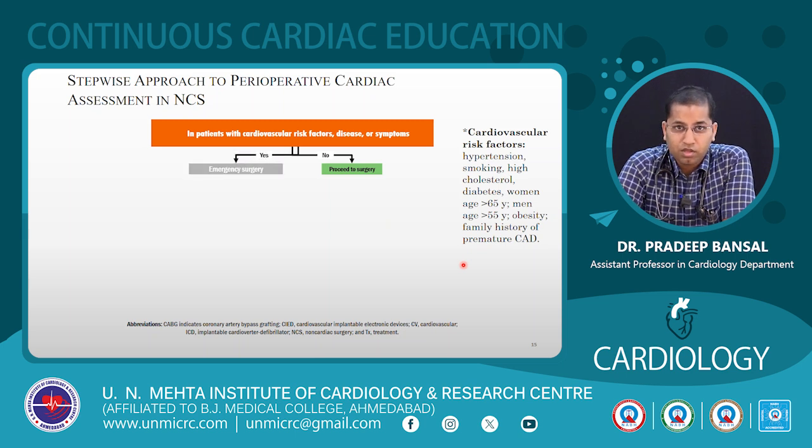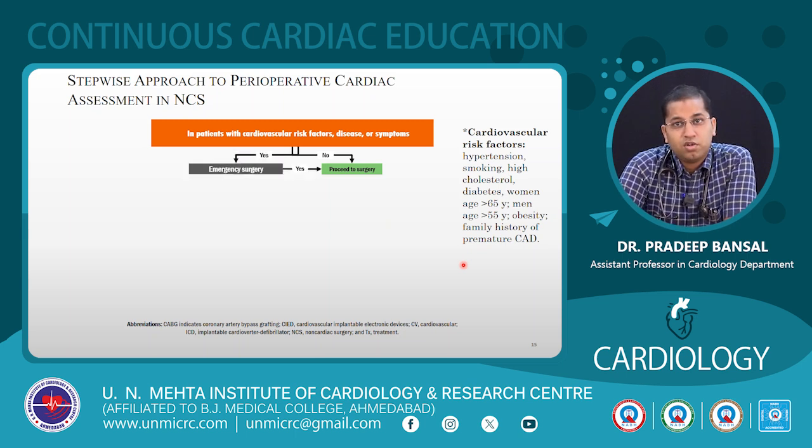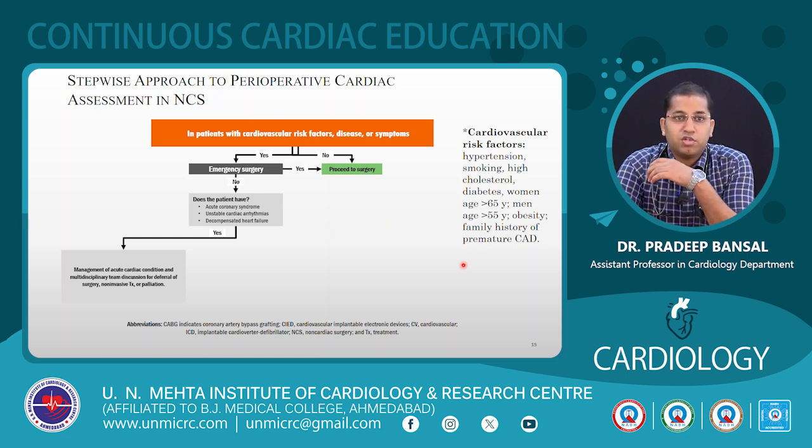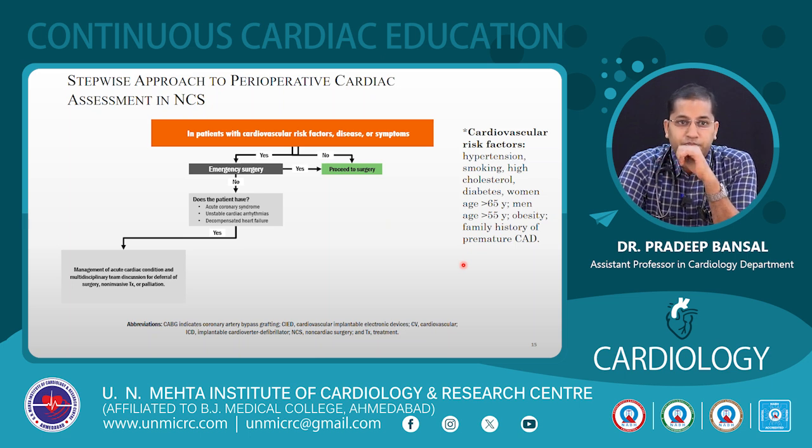to surgery. Next, if any cardiovascular risk factor is present, but the surgery is an emergency surgery that needs to be done within 2 hours, then we should not evaluate further and proceed with surgery. If it is not an emergency surgery, then we should assess the patient for any condition like ACS, unstable cardiac arrhythmia, and decompensated heart failure. If any of these is present, we should evaluate and manage this condition before undergoing surgery.